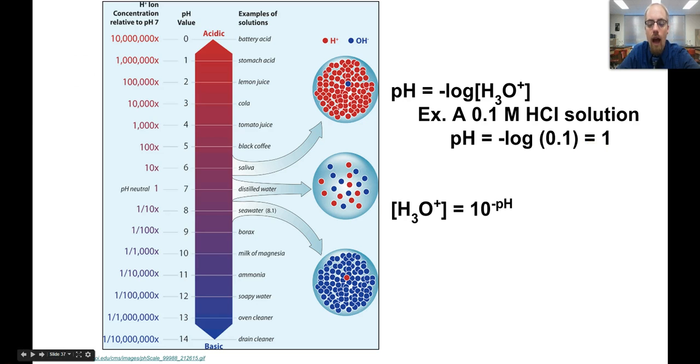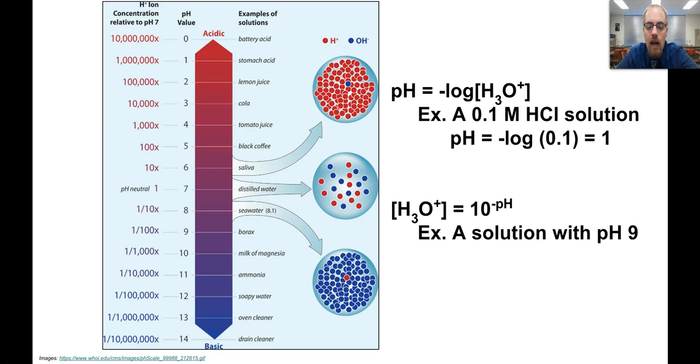Now, what if we want to go the opposite direction? What if we want to know the concentration of a solution with a certain pH? Well, the concentration of hydronium, or hydrogen ions, in a solution is equal to 10 to the minus pH. Okay? So, for example, if we look at a solution with a pH of 9, that means that the hydronium concentration will be 10 to the negative pH, which is 10 to the negative 9th molar. And since this is already good scientific notation, we can leave it just like that.